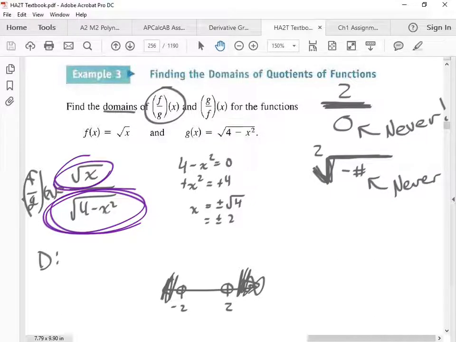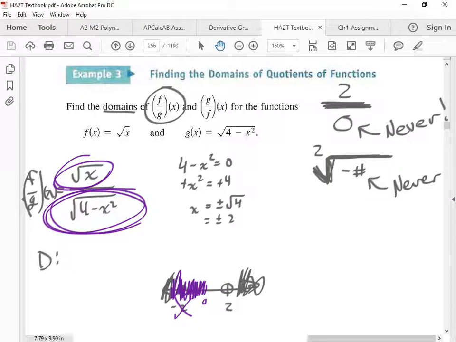Did you guys consider him at all? What can you not plug into the top one? Anything negative. Look, that just got rid of everything to the left of 0. So not only is negative 2 out because he's negative, but everything else is out because they're negative also. So what are the only numbers that work? 0 works, and everything up to 2.